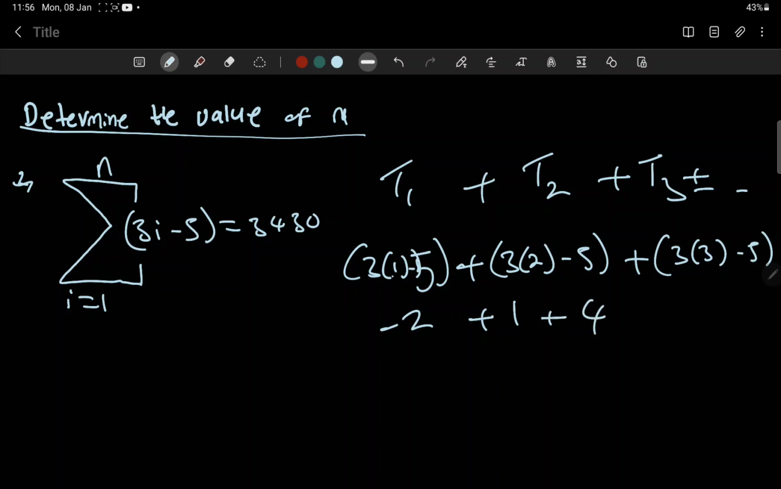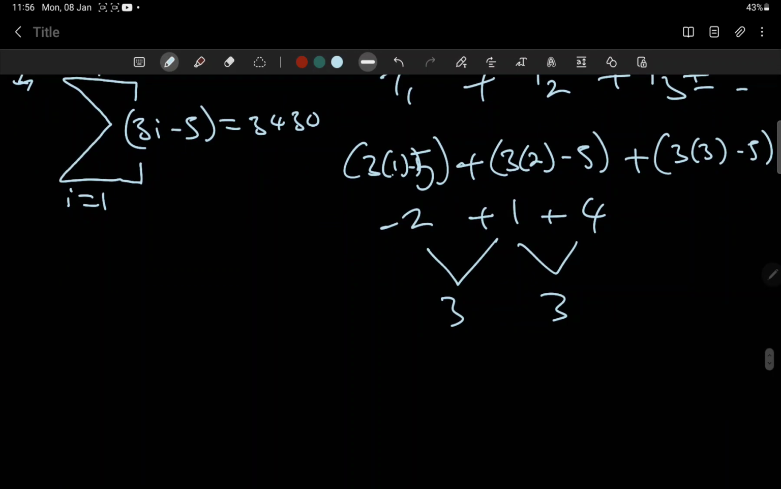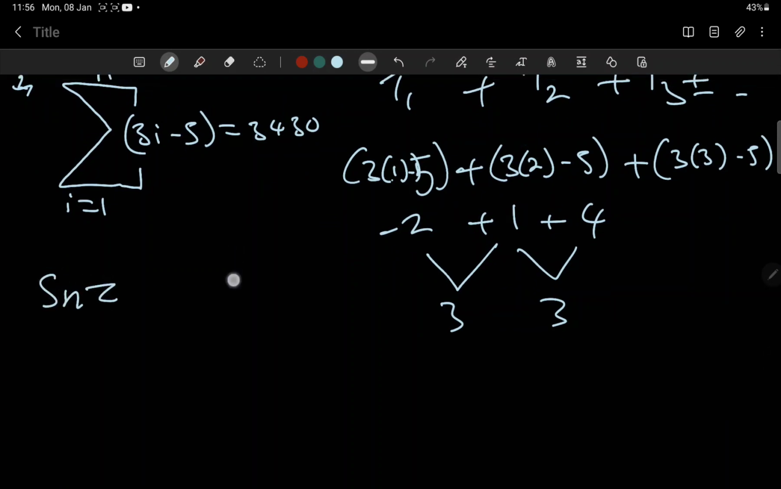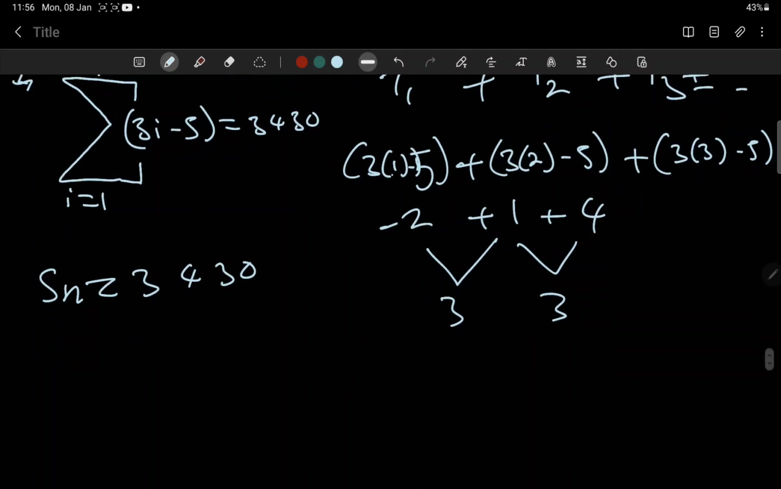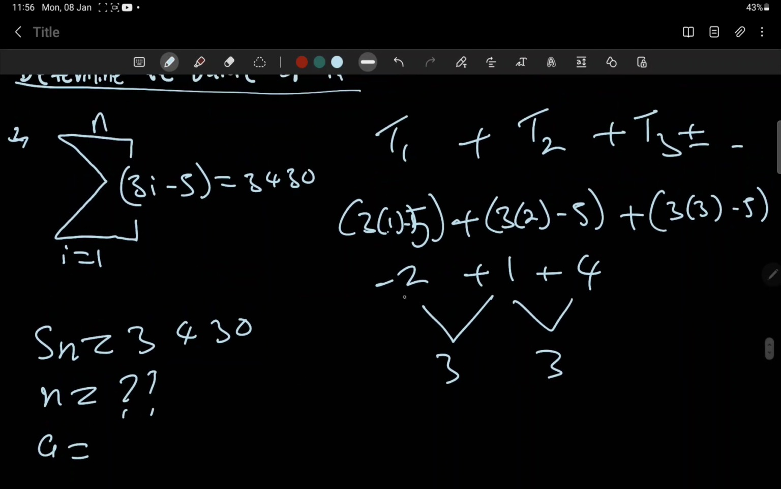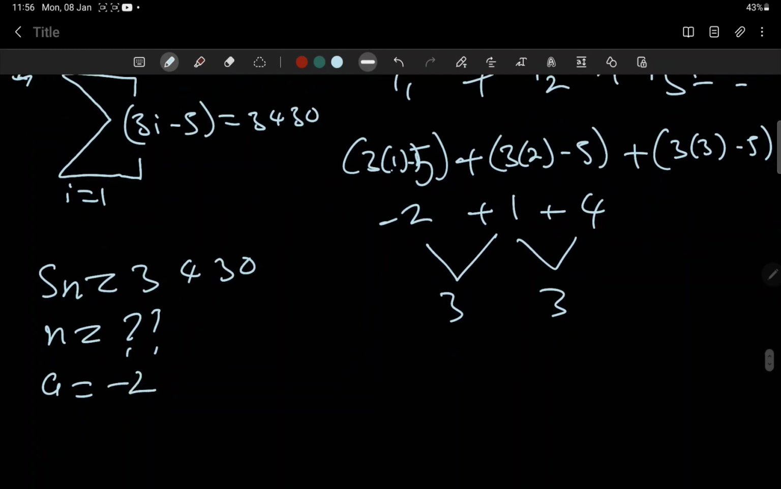And then it looks like this is an arithmetic series because it has a common difference of 3. So what are we given from the question? We're given Sn, the sum of this series, is 3,430. And n is what we're calculating. We don't know what n is, but a is the first term. The first term of the series is negative 2. A is T1. And then the common difference is 3.